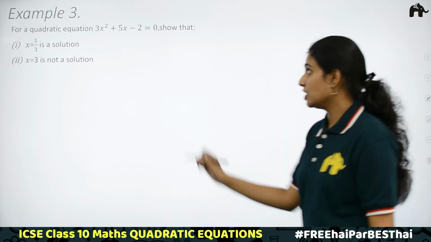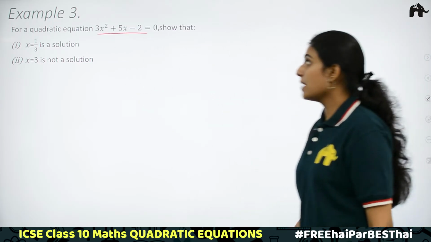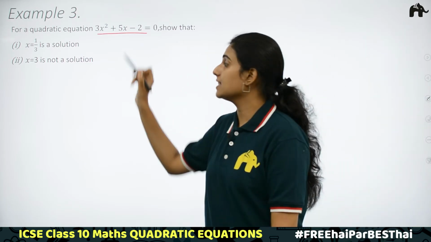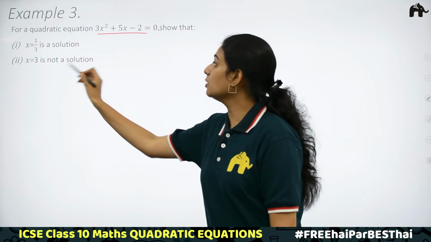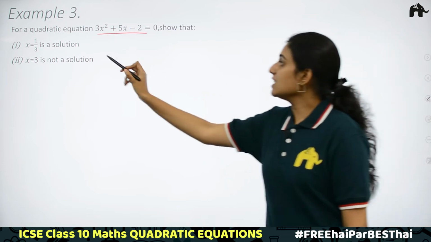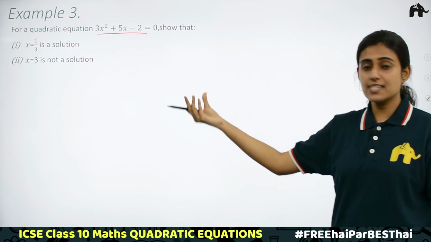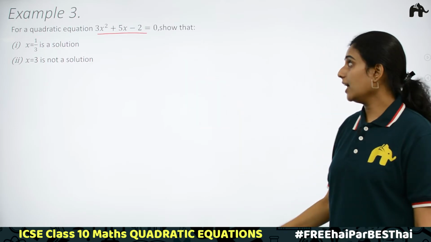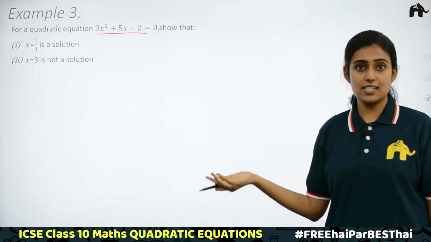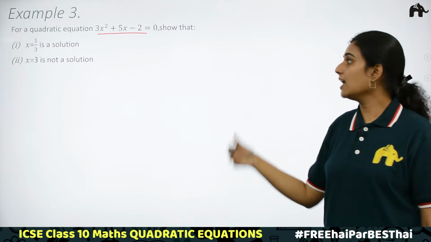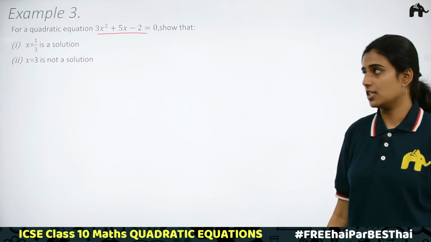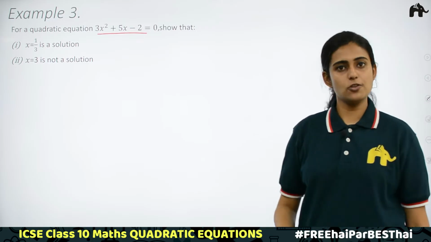For the quadratic equation 3x square plus 5x minus 2 is equal to 0, show that x is equal to 1 by 3 is a solution, and in the second part, x is equal to 3 is not a solution. To solve this, we just need to substitute the given values of x in the quadratic equation. If on substituting these values we get LHS and RHS equal, then it satisfies the quadratic equation. If not, it is not a solution of the quadratic equation.